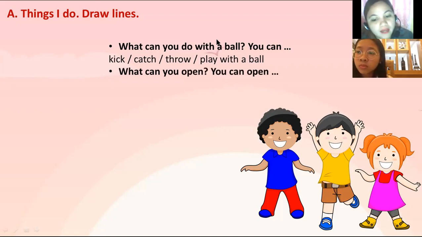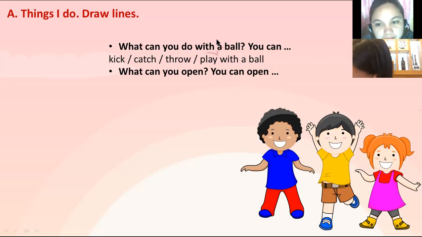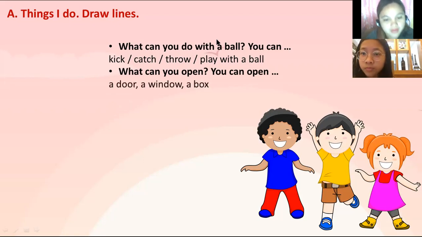Okay. Give me things that you can open. A pot, a ball. A box. Okay. A book. A door, a box, a book. What else? A window. Okay, very good. You have said all these things. So you can open a door, a window, and a box.